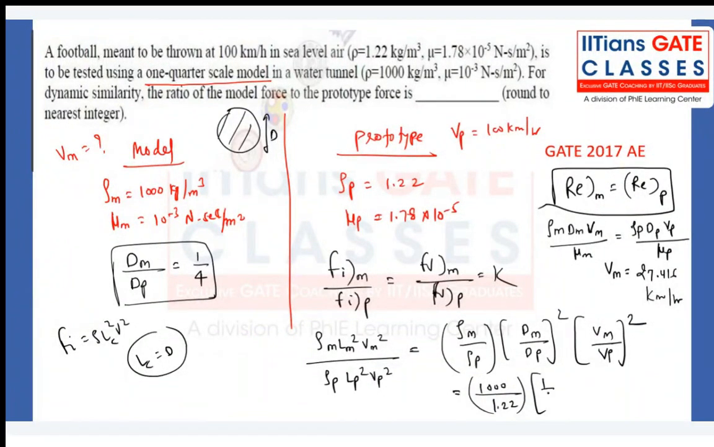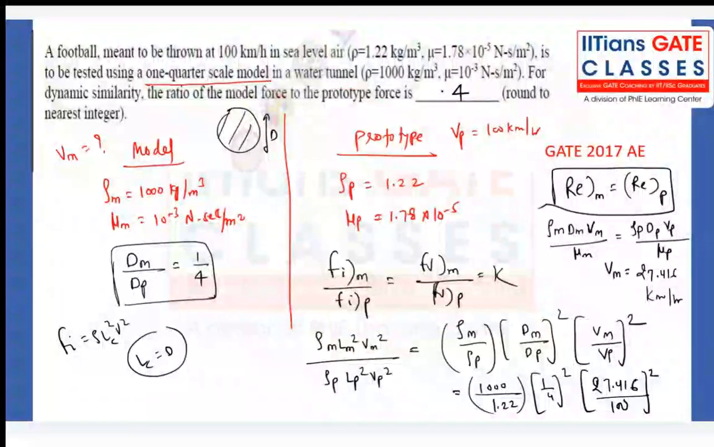Vm by Vp, what is the Vm? Vm is 27.416 divided by Vp. Vp will be 100 whole square. So when you do this ratio, you will get 3.85, but they have given to round up to the nearest integer. So it will be 4.